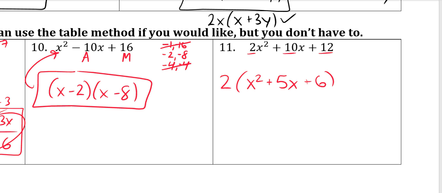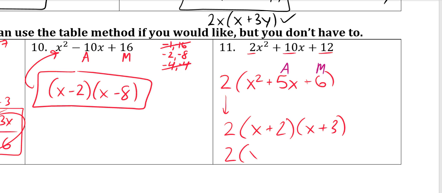Now I just factor this inside part. What 2 numbers multiply to make 6 and add up to be 5? It's got to be 2 and 3. So there's still a 2 in your final answer. It still has to be out front because it would have to multiply out front to make 2x squared. I would get x plus 2, x plus 3.